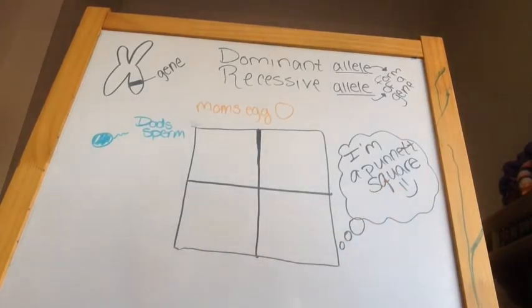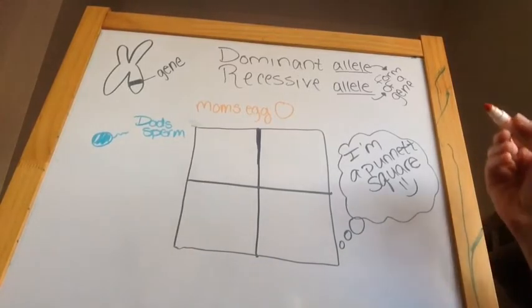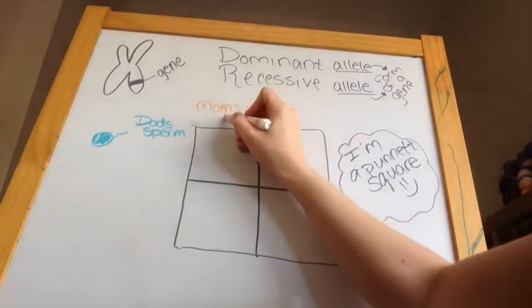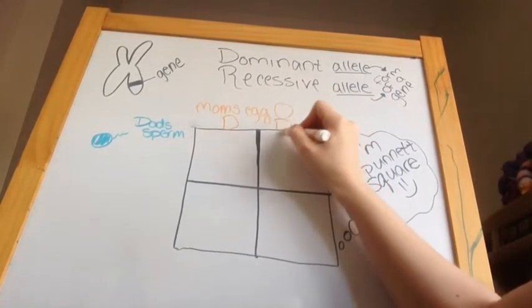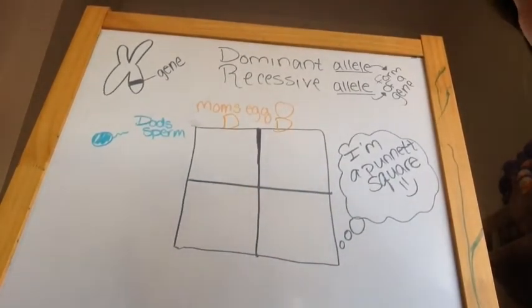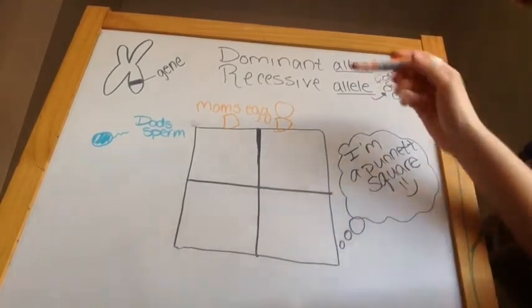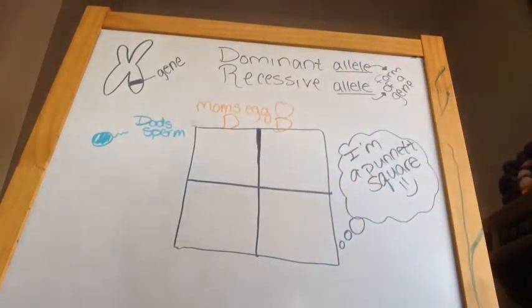Okay, let's say mom has two dominant alleles. Now you can use whatever letter you like in Punnett squares. It's just a way to represent an allele or a form of a gene. So let's say mom has two dominant alleles, so I'm going to use D's. I'm going to put big D, okay? So mom would be considered homozygous dominant because she has the same allele and they're dominant alleles, okay?